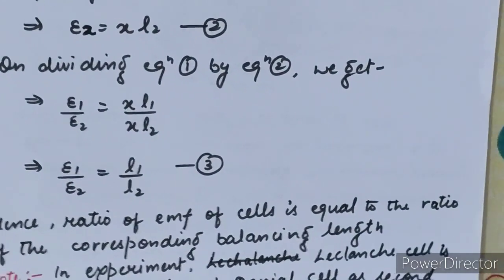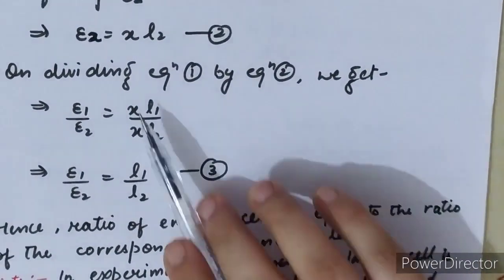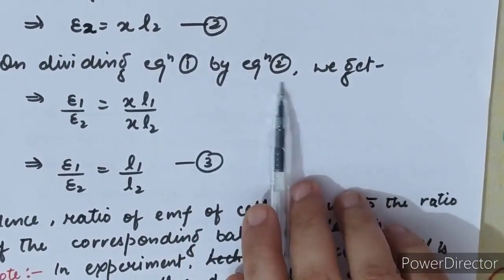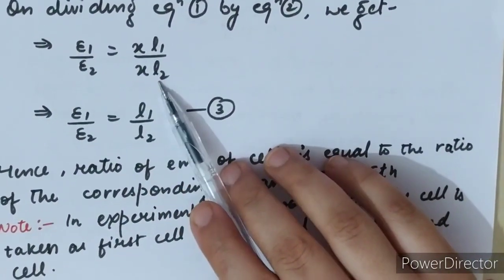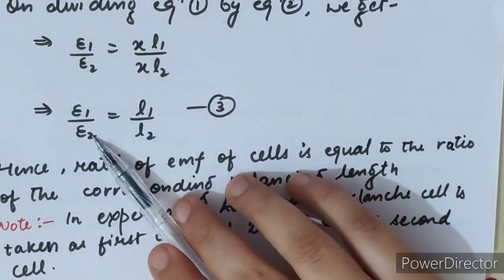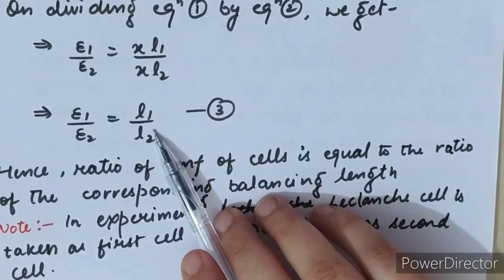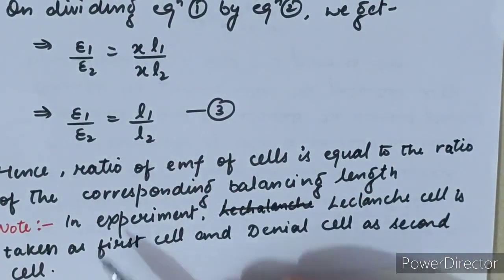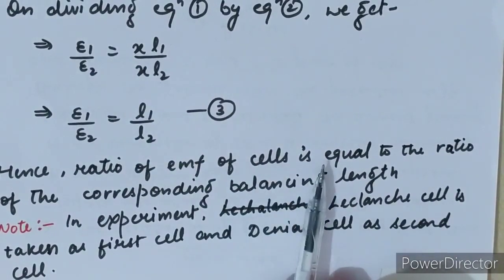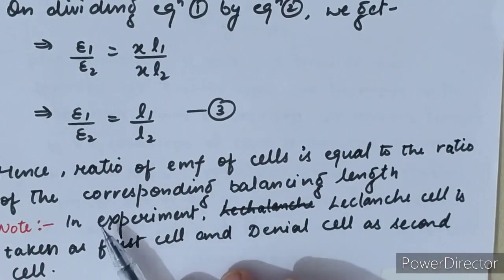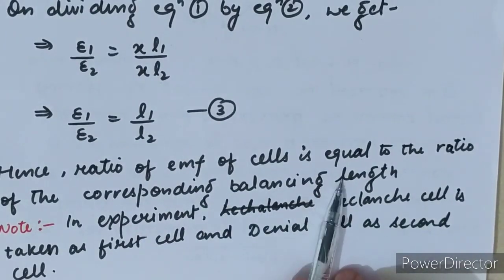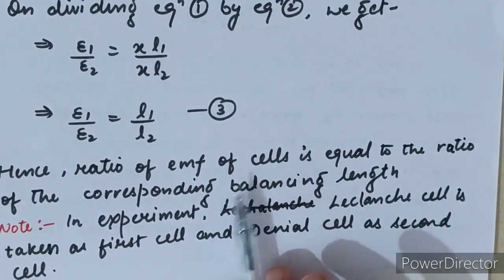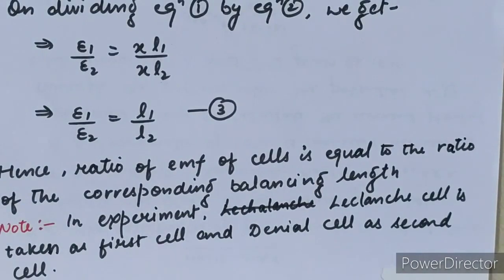Now here we have to compare these values. So on dividing equation 1 by equation 2 we get E1 upon E2 equals XL1 upon XL2. So E1 upon E2 equals L1 upon L2. Hence the ratio of the EMF of the cells is equal to the ratio of the corresponding balancing lengths. Whatever the ratio of the balancing lengths, that will be the ratio of the EMFs also.